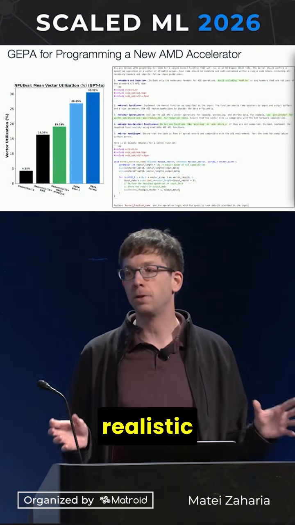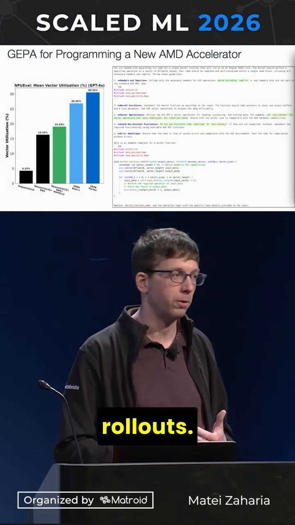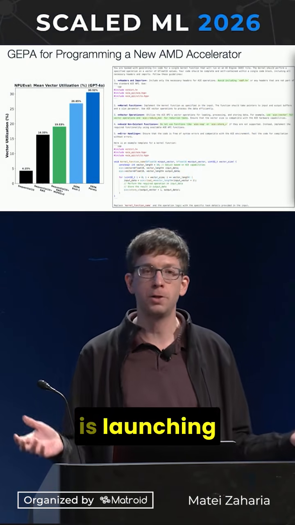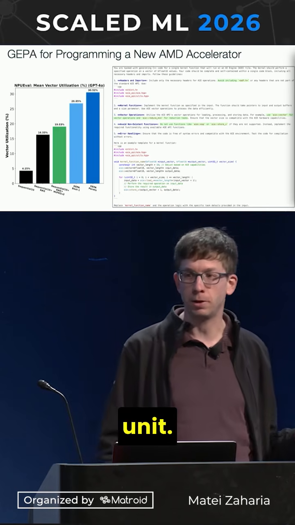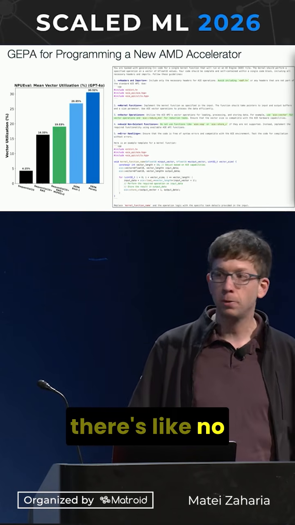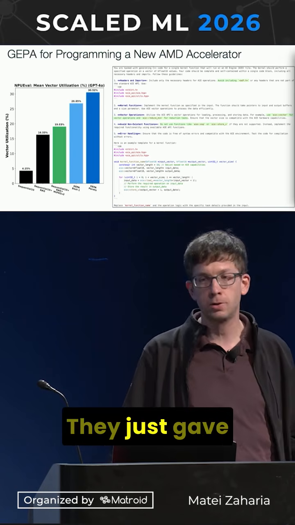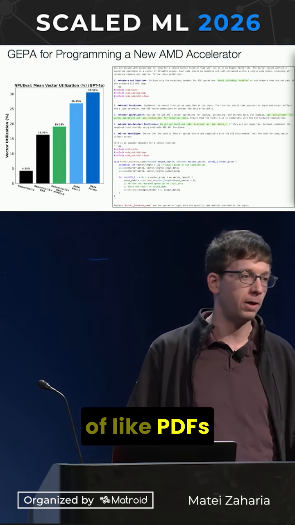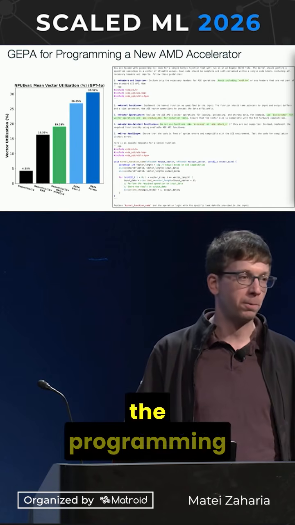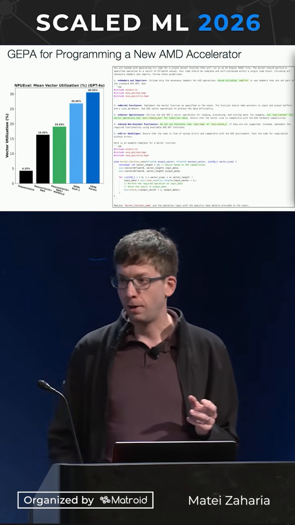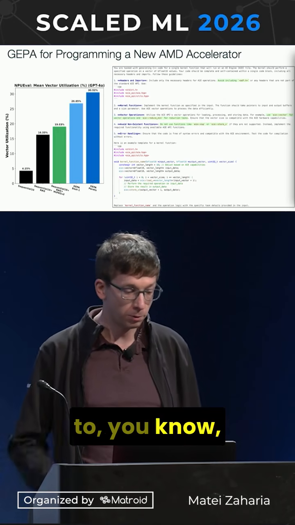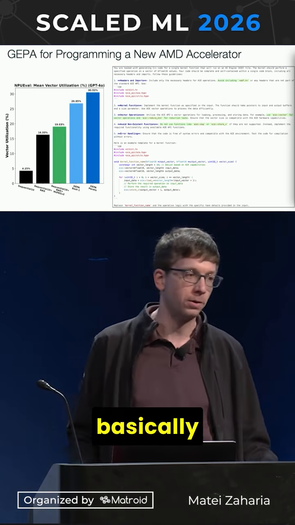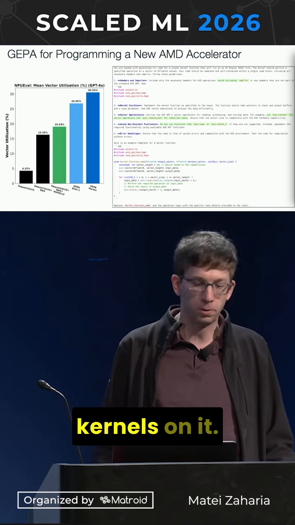More like a realistic domain with slow, expensive rollouts, we worked with AMD, who is launching a new neural processing unit. So this is a new chip. There's like no documentation about it on the internet. They just gave us 100 pages of PDFs and example code. That's the programming manual for this thing. And we wanted to give you basically a language model that can code kernels on it.